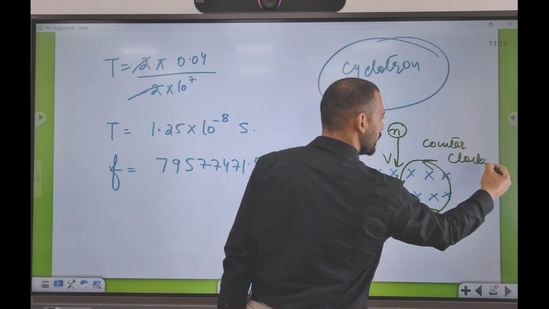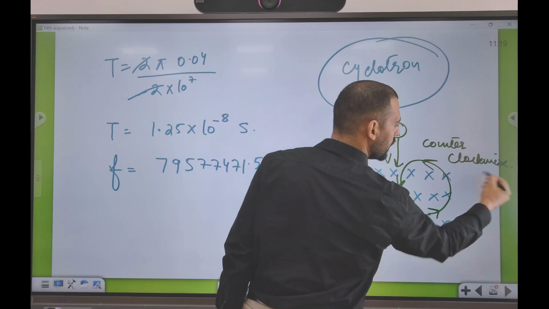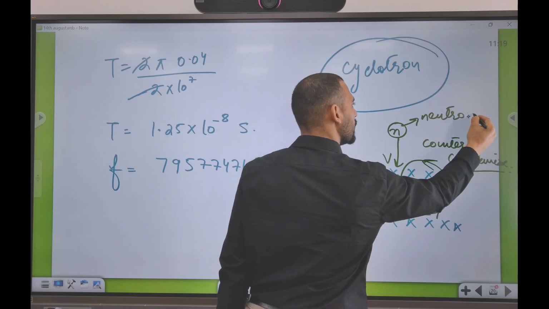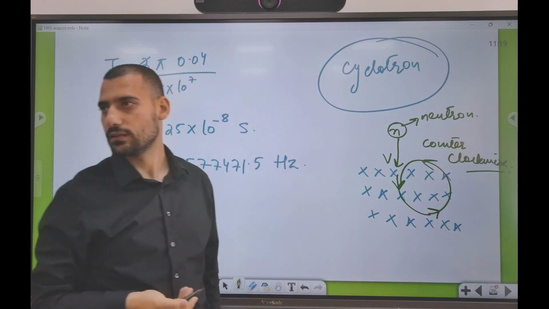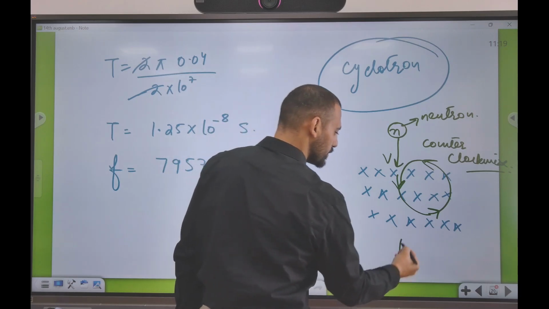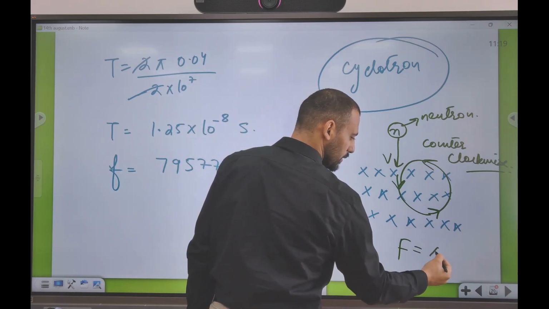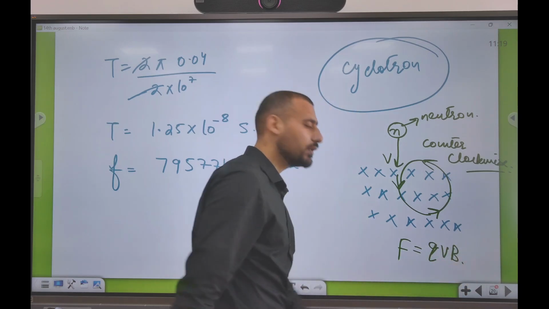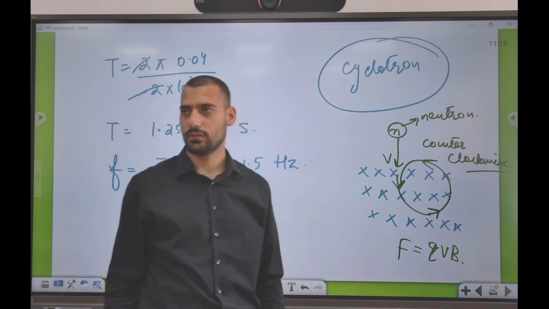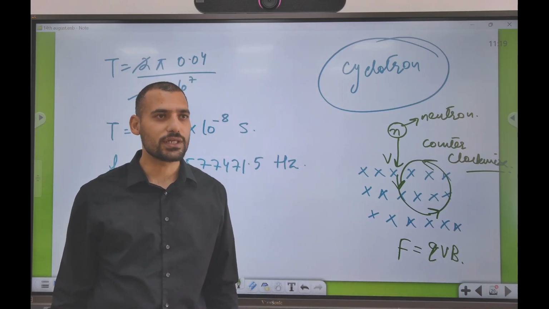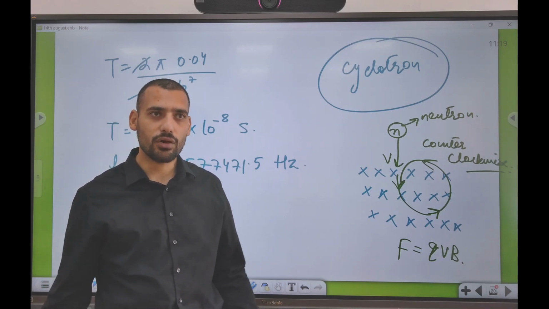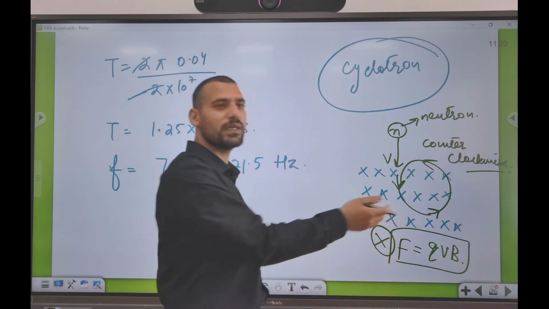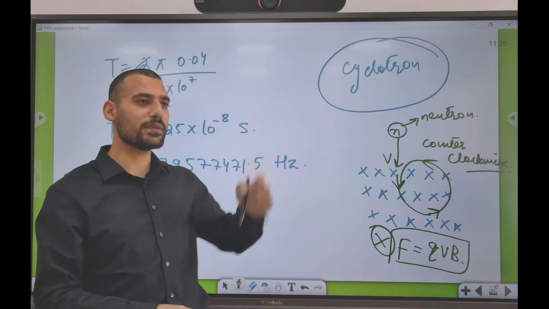Counterclockwise. But what was fired? Yes? Neutron, isn't it? So the force experienced by the neutron is q times v times B, isn't it? What is the charge of neutron? Zero. So when it is zero, the force is zero. It doesn't experience any force. How will it form a circular path?